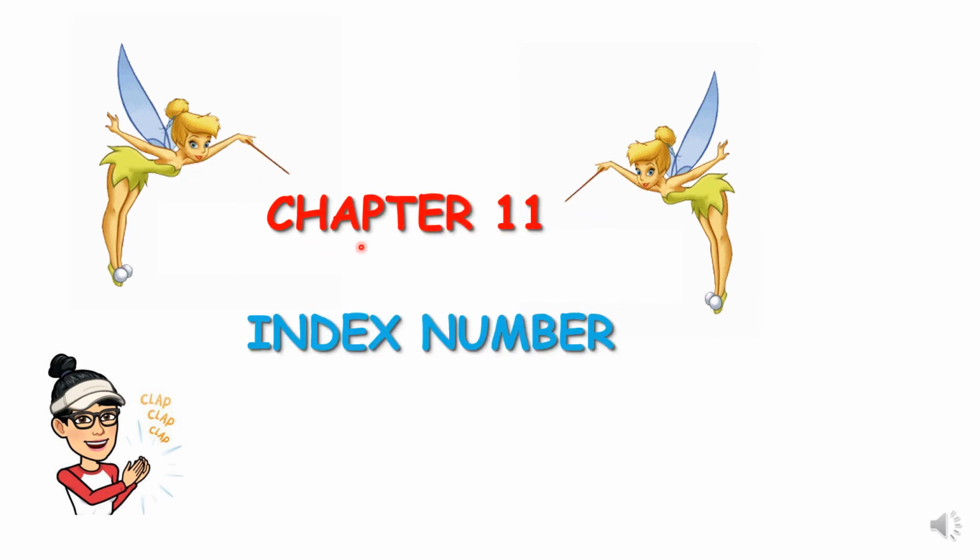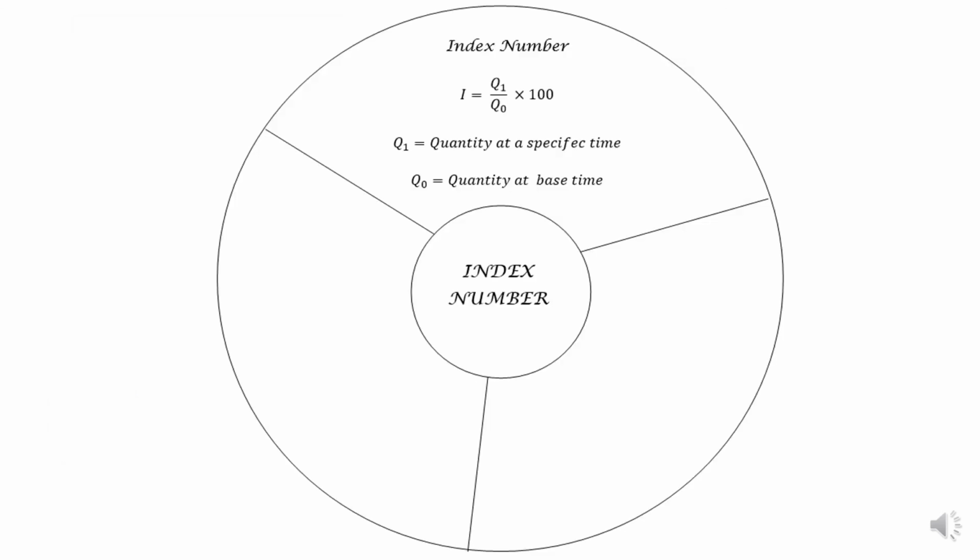Chapter 11, Index Number. Index number can be calculated by using quantity at a specific time, Q1, over quantity at base time, Q0, multiplied by 100.